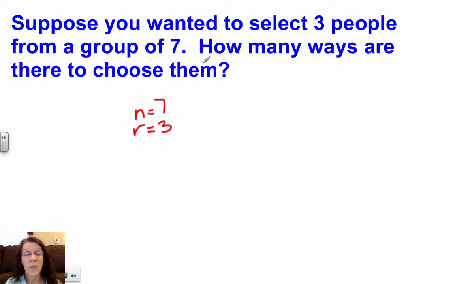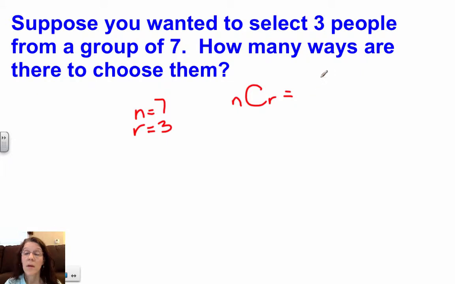Are these 3 people being assigned any roles or any positions or any places? If they get selected first, do they get more money than if they get selected third? It doesn't give us any information like that. So we assume that their order does not matter, which means it's a combination, or nCr.